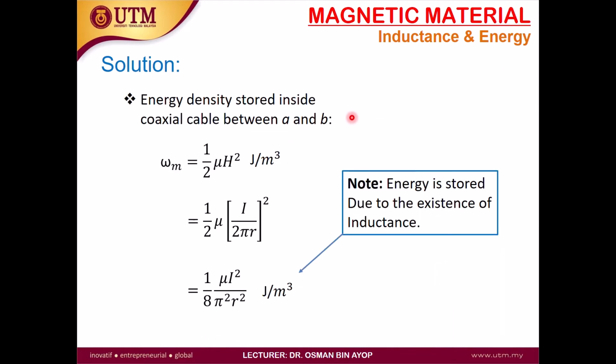Next, the energy density stored inside the coaxial cable between A and B. The energy density, omega m, is equal to 1 over 2 mu H squared joule per meter cubed, which is equal to 1 over 2 mu times (I over 2 pi r) squared. So you get 1 over 8 mu, I squared divided by pi squared r squared, joule per meter cubed.